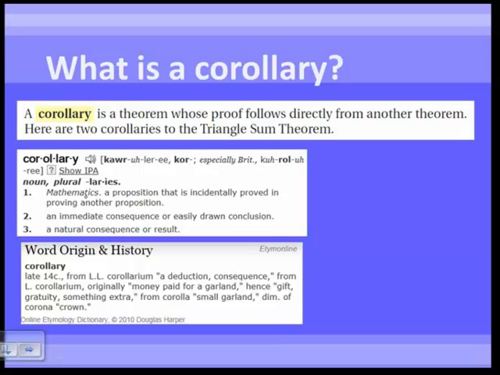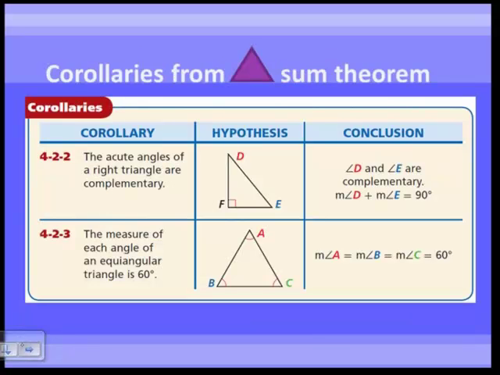Here it says a corollary in mathematics is a proposition that is incidentally proven by proving another proposition. And then the root of the word comes from a deduction or a consequence. So as you prove one theorem, as a consequence, you get another theorem, and we call those theorems corollaries. So here are the two corollaries that stem straight from the triangle sum theorem.